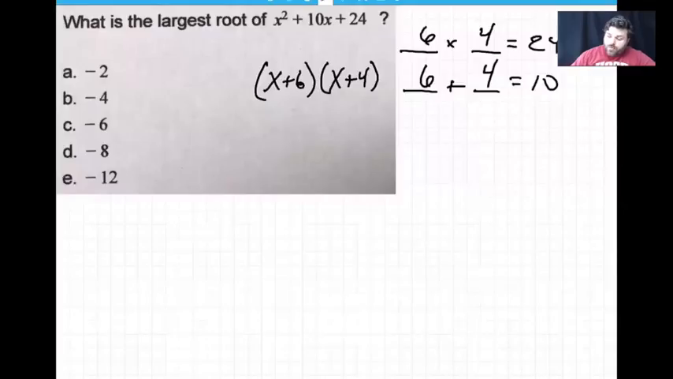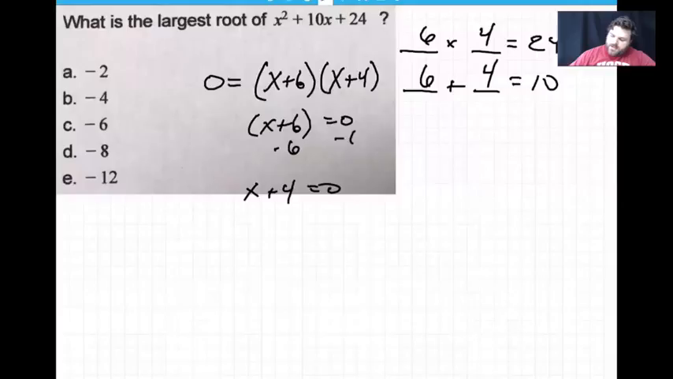So that means the roots are actually what would make the whole thing 0. So if I set it equal to 0, I realize that x plus 6 could equal 0, and x plus 4 could equal 0. That means that if I take away 6, I get x equals -6. So there's my first root.